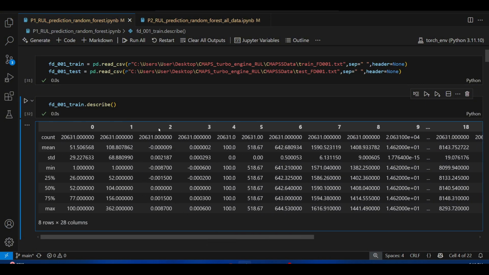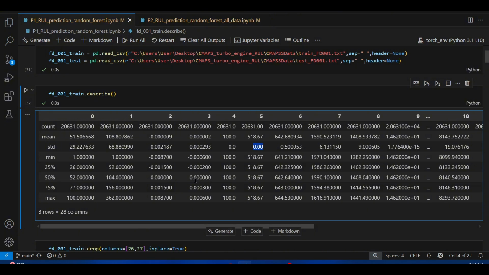Also, there are some features, for example, where you see the standard deviation is 0. That means it doesn't vary at all. The mean value is 100 and the max value is 100, so it doesn't change at all. This kind of feature does not contribute anything towards prediction of the RUL. So we can directly ignore features like 4 and 5, where the standard deviation is absolutely 0. But we'll see them in detail when we plot them.